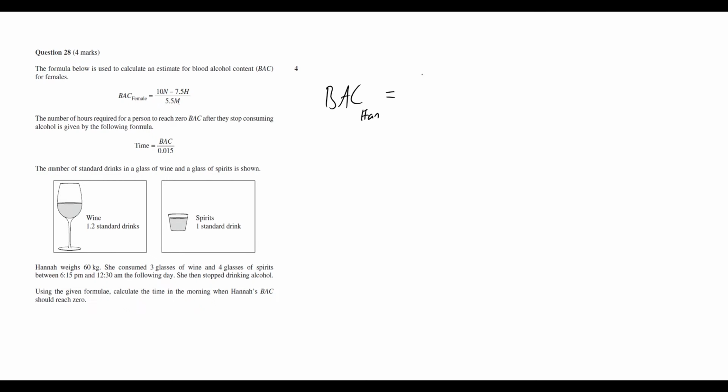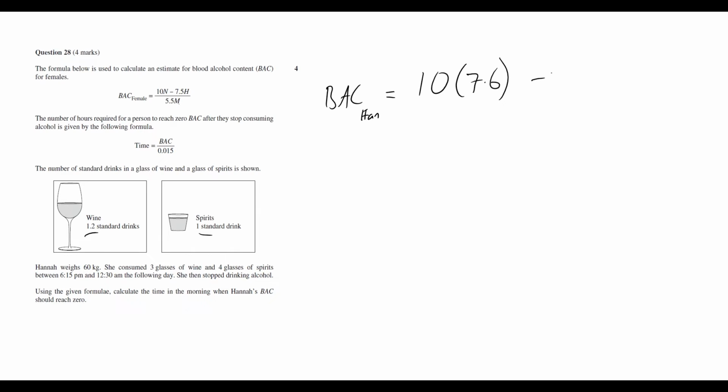Okay, so 10 times the number of standard drinks. So how many standard drinks did she have? She had 3 glasses of wine and 4 glasses of spirits. Let's note that they're not the same standard amount of drinks. So 3 glasses of wine would be 3.6 standard drinks, and 4 glasses of spirits is 4 standard drinks. So all up, she had 7.6 standard drinks.